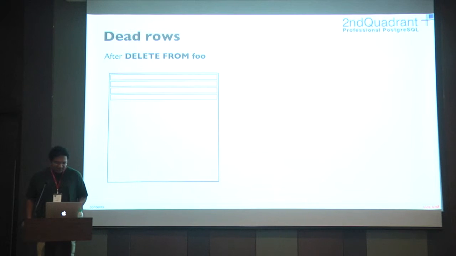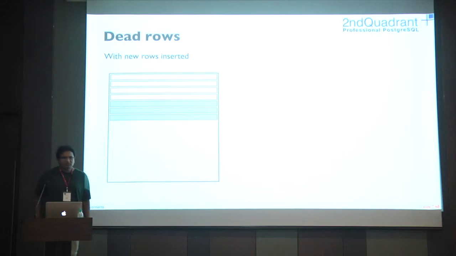And that will be the case until somebody inserts new rows, right? And now new transactions will see the table as having 3 rows, but the table on disk will actually have these 7, the 4 that were there before and the 3 that you've inserted right now.